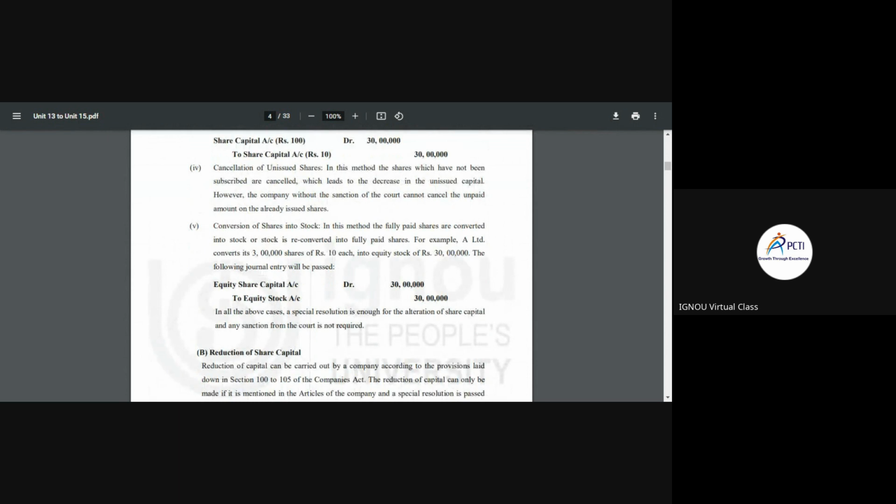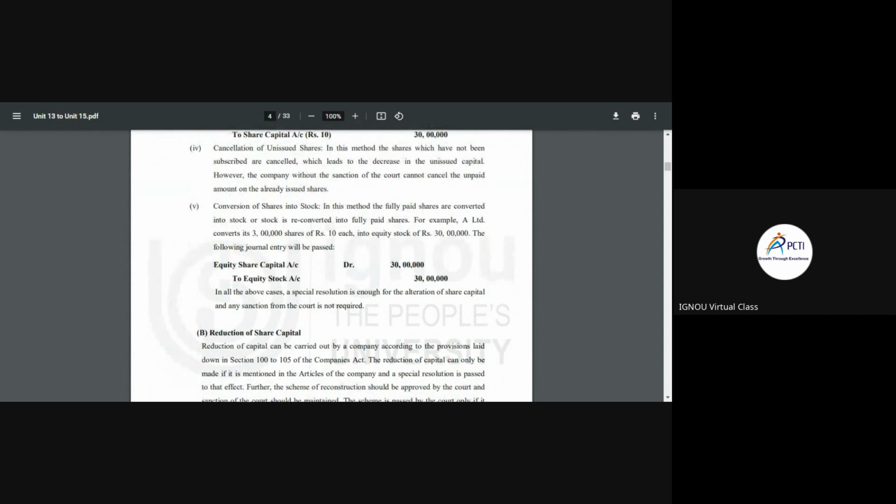Next one is to cancel the unissued shares. Basically, in this method, the shares which have not been subscribed are cancelled, which leads to a decrease in the authorised capital or unissued capital. The company, without the sanction of the court, cannot cancel the unpaid amount on the already issued shares.